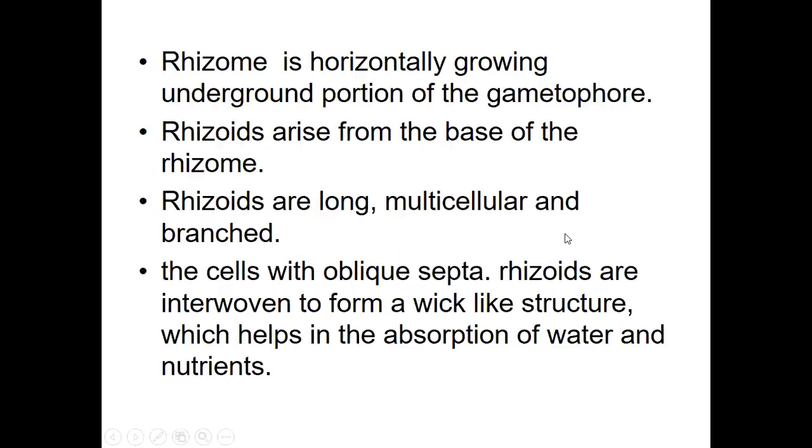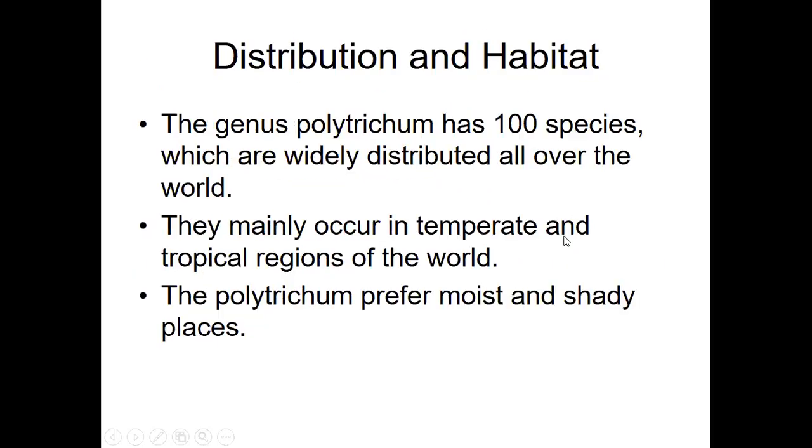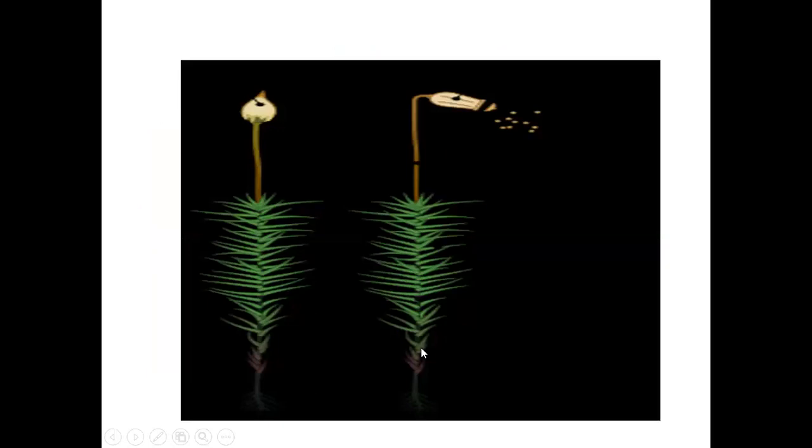Now, when we observe the external morphology, I have just shown you the picture. This is the structure of a Polytrichum plant. This is the lowermost part of the plant having root-like structures called rhizoids. In the center you can see the stem-like central main axis, and the green leaf-like structures coming out of it. And this is the sporophytic generation, the so-called sporophyte.